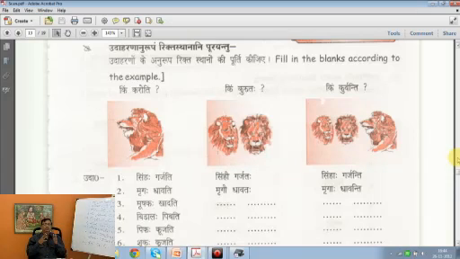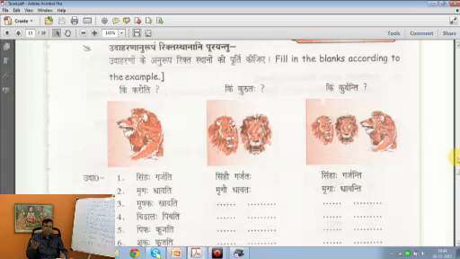So we are learning here. We have already learnt Simhaha, Simhau, Simhaha. Simhaha garjati, Simhau garjataha, Simhaha garjanti. So this is the study. Garjati, garjataha, garjanti. Namati, namataha, namanti.